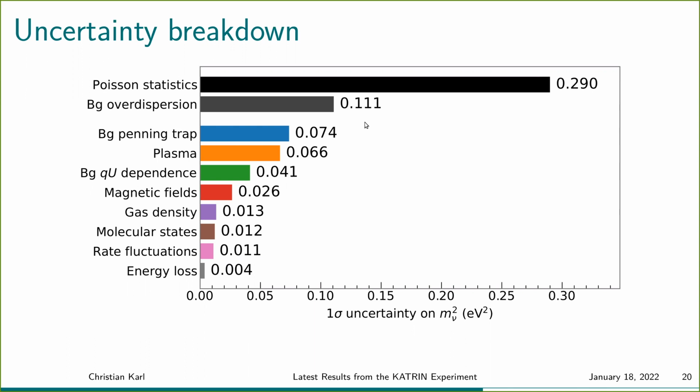Only then we have another background effect, the so-called Penning trap, and we have plasma effects in the source, and we really end up with subdominant effects in the uncertainty breakdown. So this campaign is extremely dominated by statistical uncertainties.